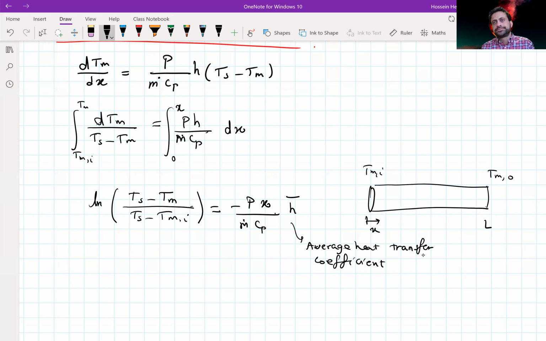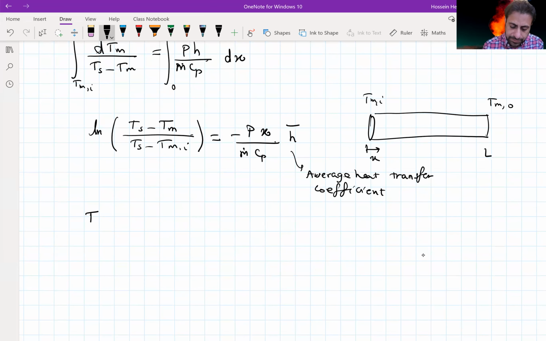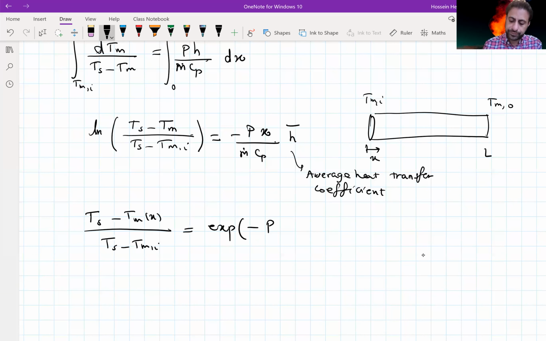And h does not change for the fully developed region, but it changes within the entry region. Now, if I rewrite this equation, it's going to be (Ts minus Tm) as a function of x over (Ts minus Tmi), and it's going to be the exponential of minus P h average over m dot Cp times x.